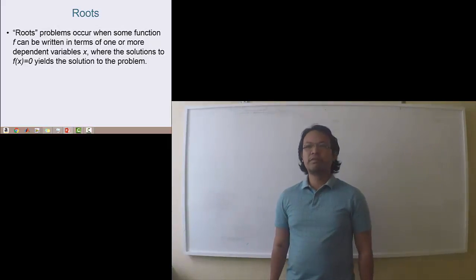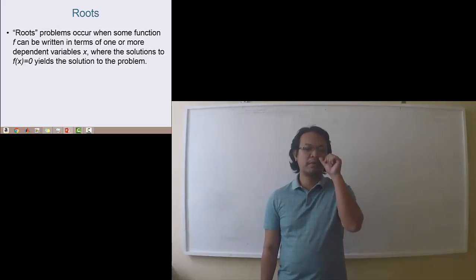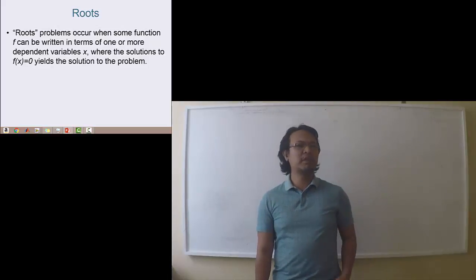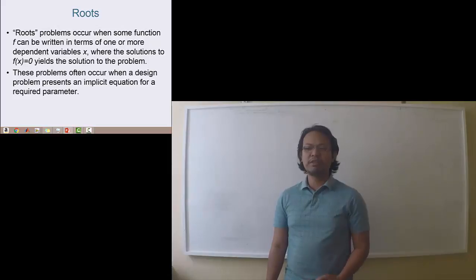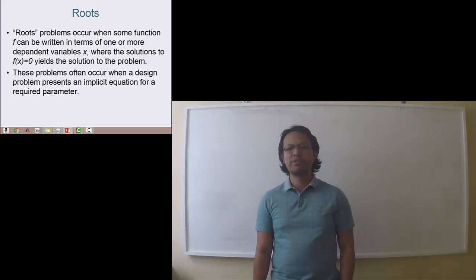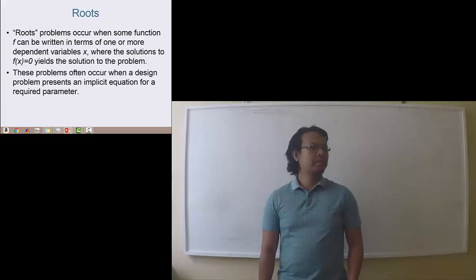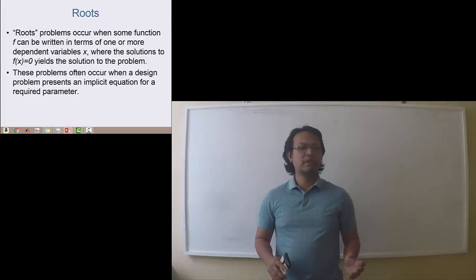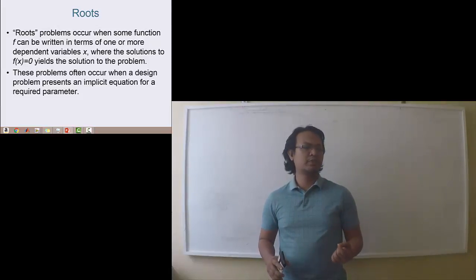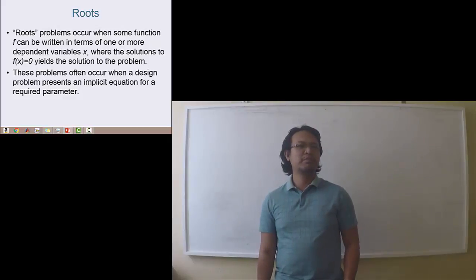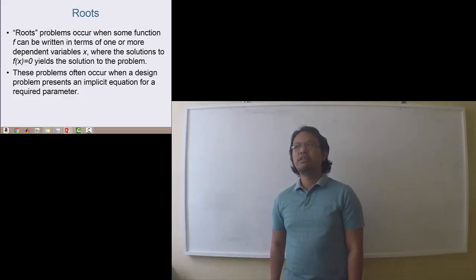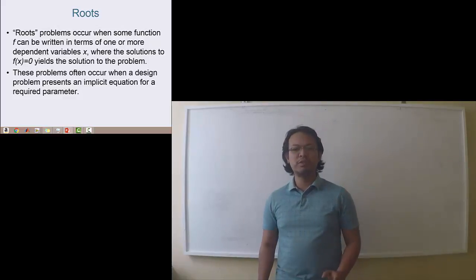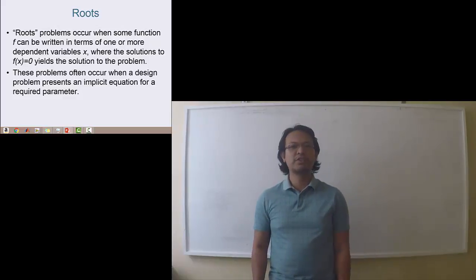In many areas in engineering we want to determine this particular variable. Sometimes we write it explicitly, but there are times that we cannot do that, and then we write it implicitly. These problems often occur when a design problem presents an implicit equation for a required parameter, and when the equation becomes implicit, it is quite difficult to solve. We cannot do it easily with normal analytical mathematics, and that's the time we need a numerical method to solve these particular functions.